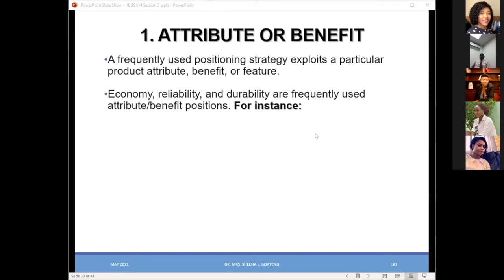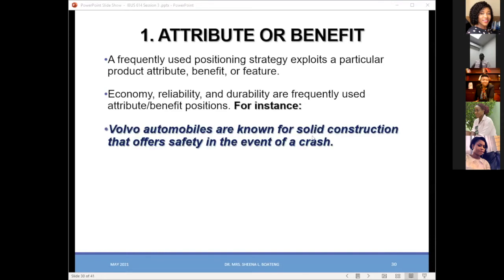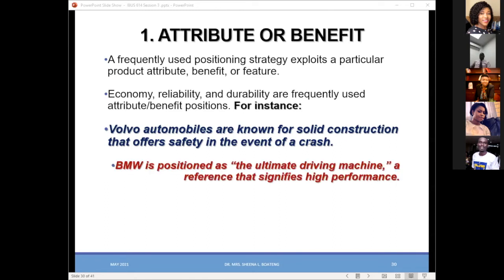So in terms of attribute or benefit positioning, we can talk about brands like Volvo that are best known for what? What is the attribute that Volvo positions itself on? Safety. Safety, right? And it's synonymous with the brand. So when we talk safety in terms of automobiles, it's Volvo that comes to mind. On the other hand, brands like BMW are positioned as what? Ultimate driving machines.